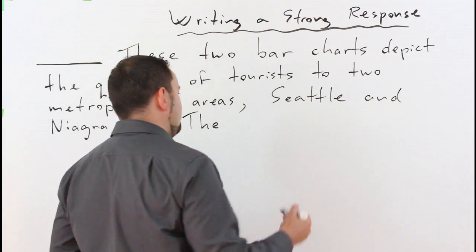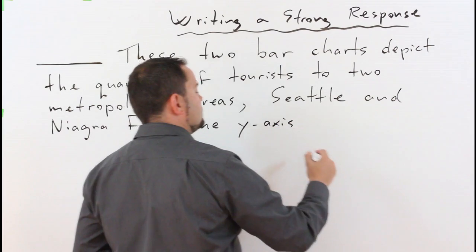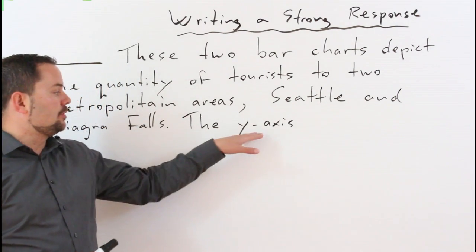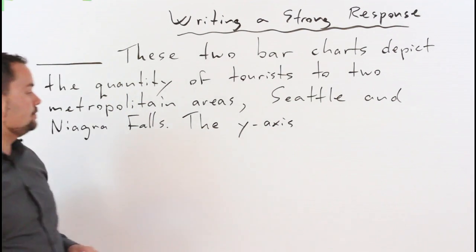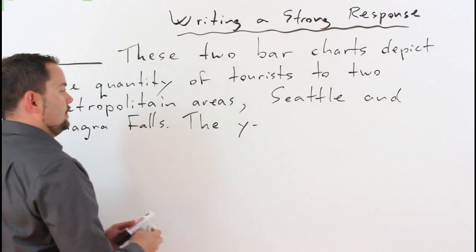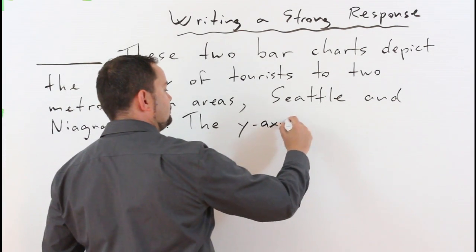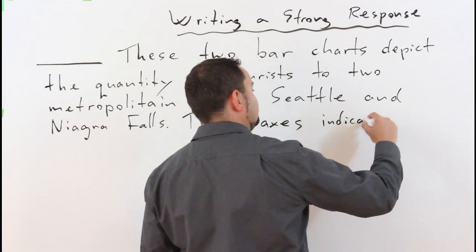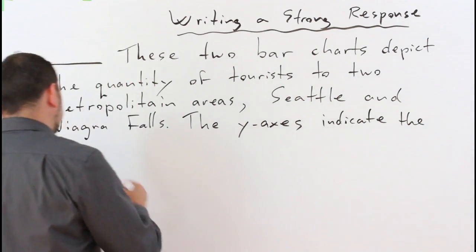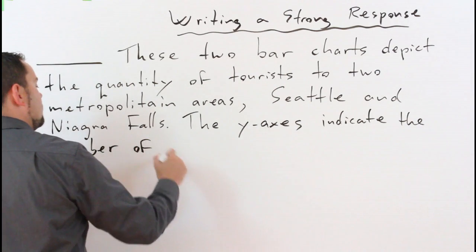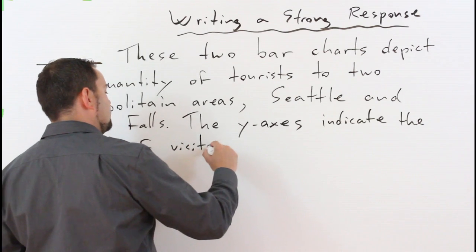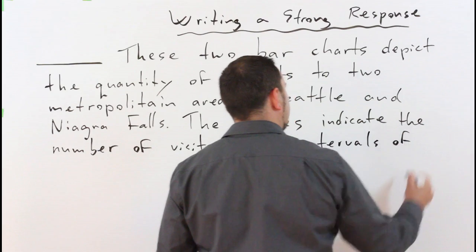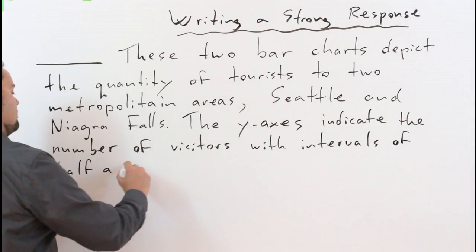The y-axis, or here we need to use a plural, of course, because we have 2 y-axes. So the plural for axis is axes. So the y-axes indicate the number of visitors with intervals of 500,000.